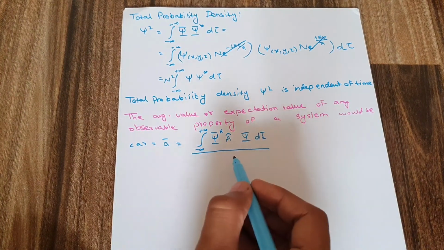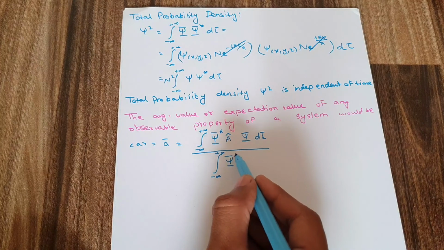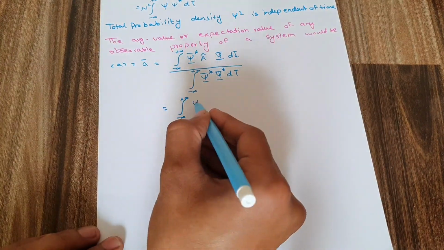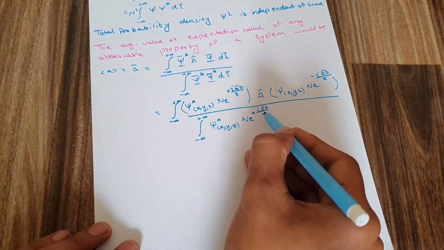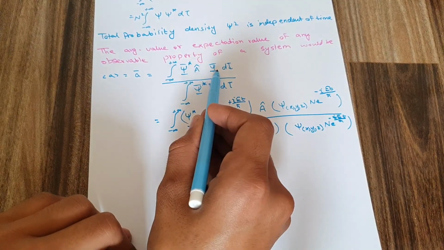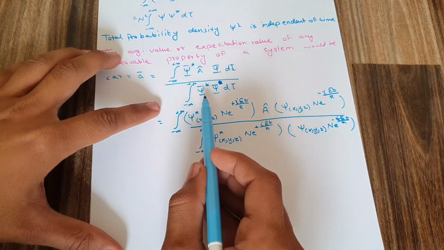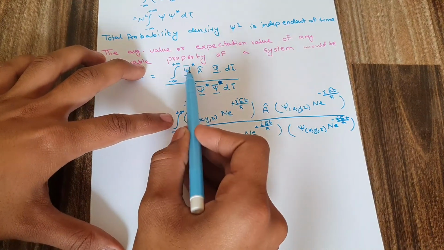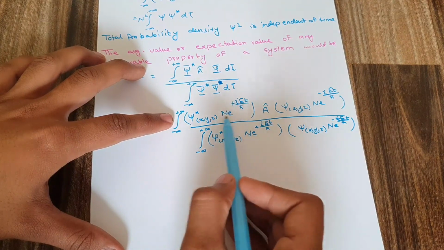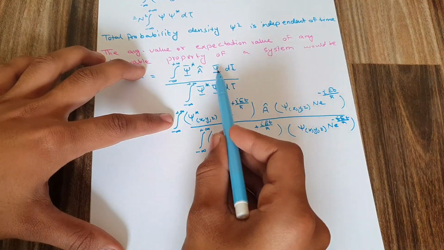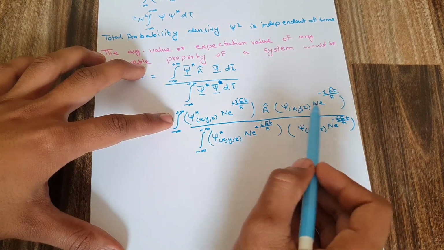Since I'm going to take the average value, I have to divide by the same integral from minus infinity to positive infinity of psi star psi d tau. So what I have here is psi star with the operator applied on psi, and here I have psi star and psi d tau. The next thing I'm going to do is plug in the value of psi star. As you know, psi star depends upon x, y, z, and I have the time variable here, so I have written the time function here, and the next thing is operator A being applied on the other side. The other side is psi(x, y, z) and my time part of the equation.